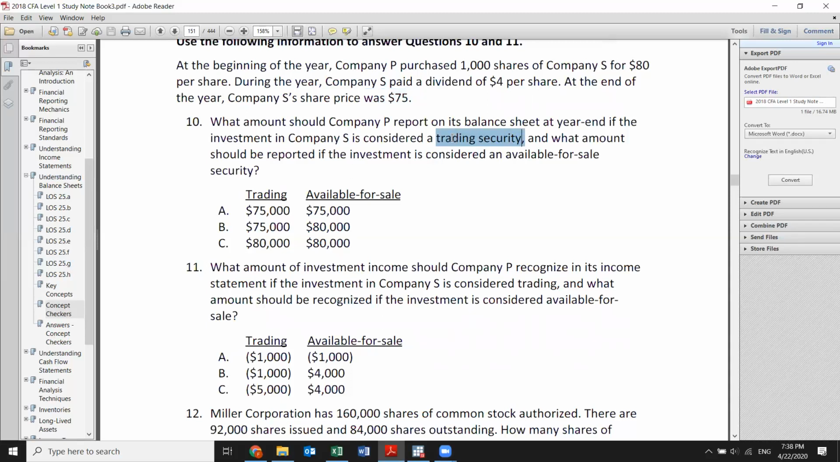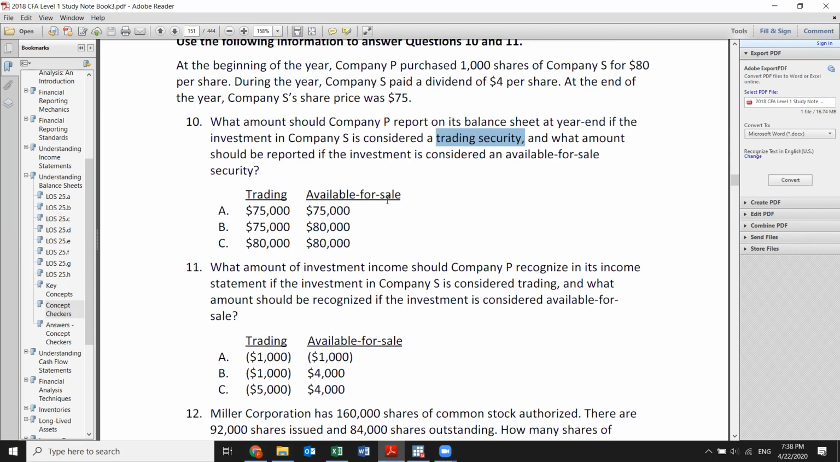You remember we did three scenarios: trading, available for sale, and held to maturity, and how to record them in other comprehensive income as a gain and loss, etc. The same thing here, we should calculate. So what amount should be reported if the investment is considered available for sale? So let us calculate.